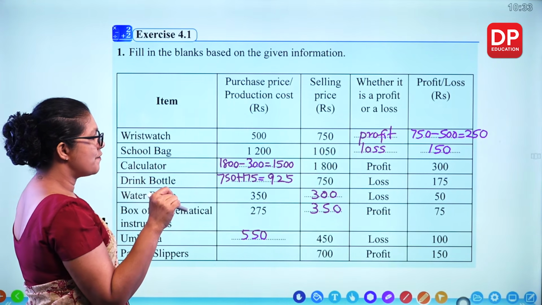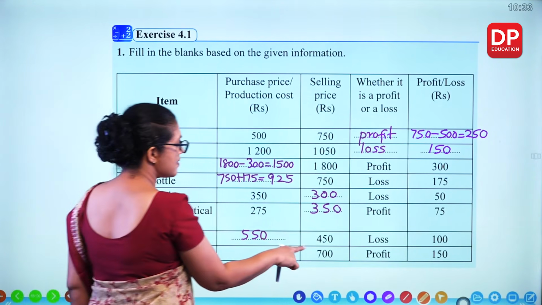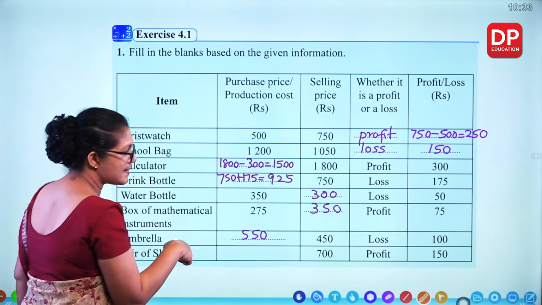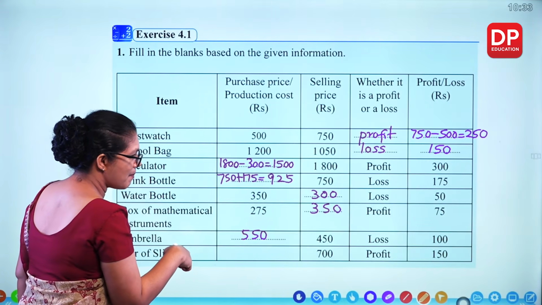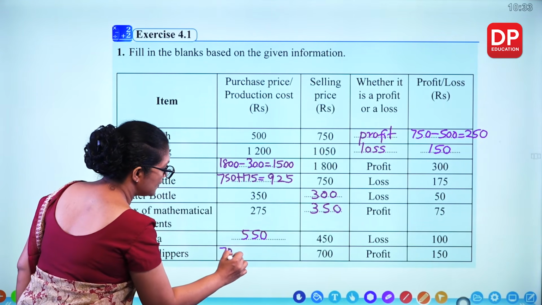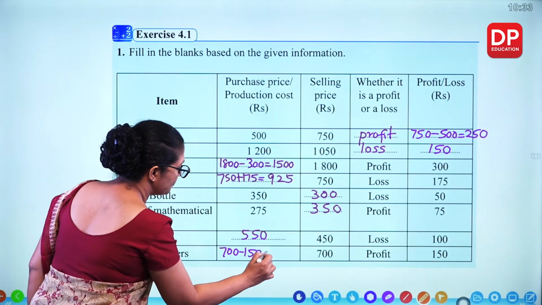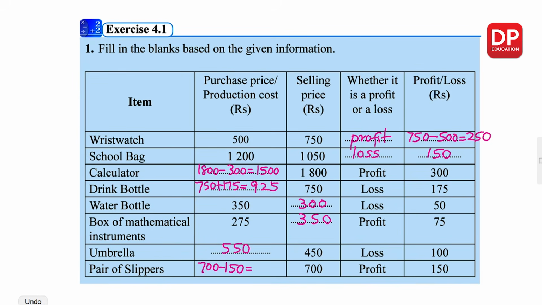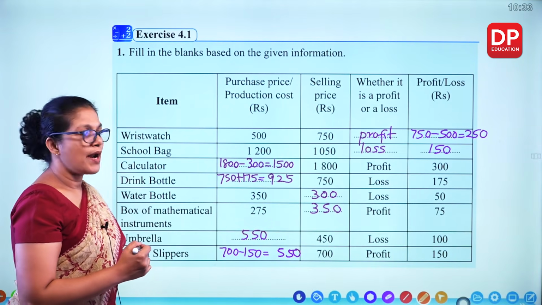Profit of 150 and the selling price is this. So the buying price should be less than that. 700 minus 150. So you get 550 as the buying price.